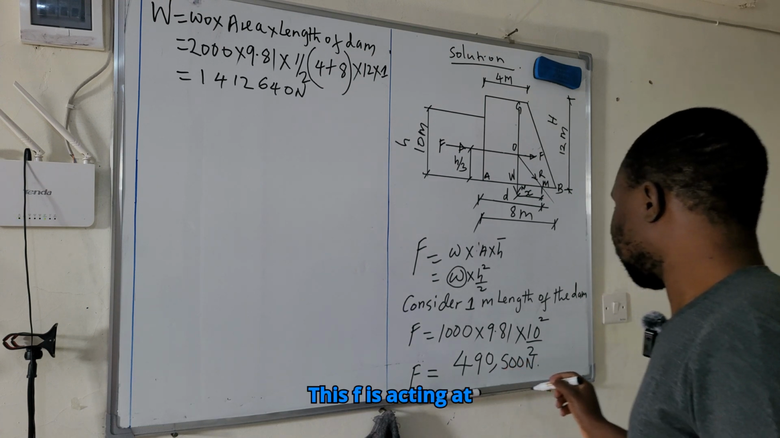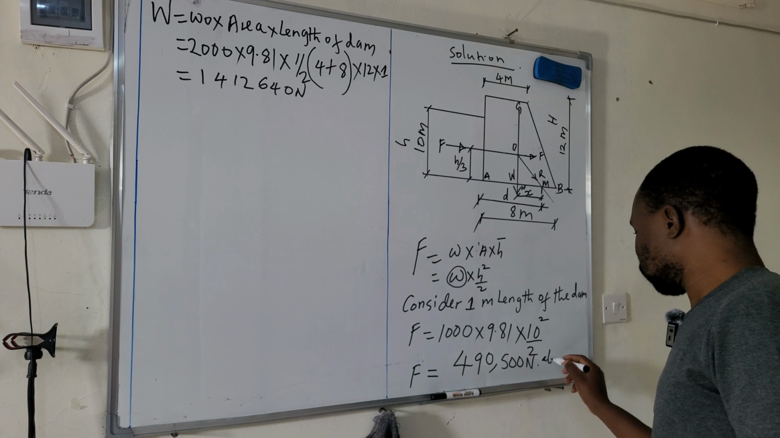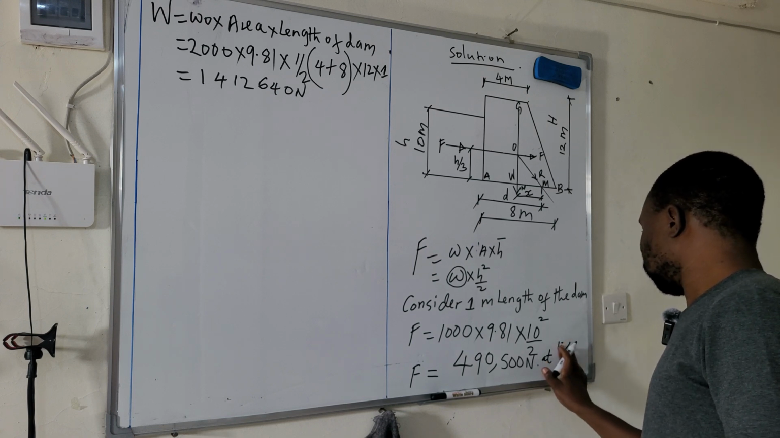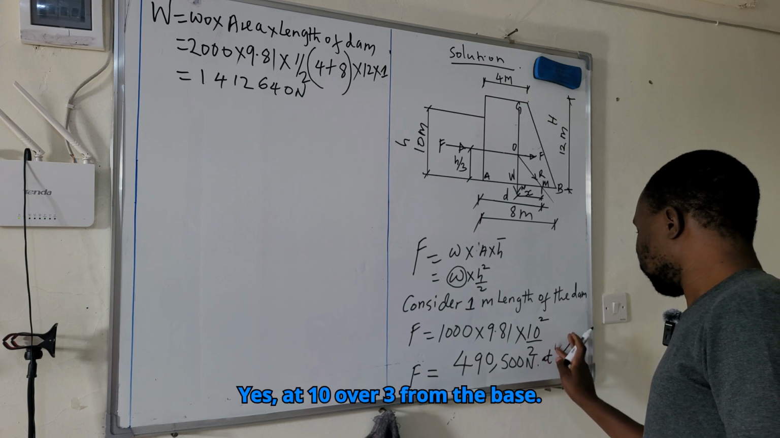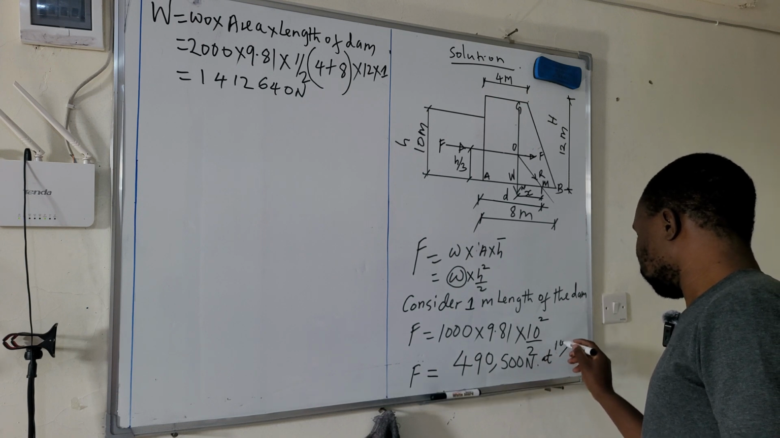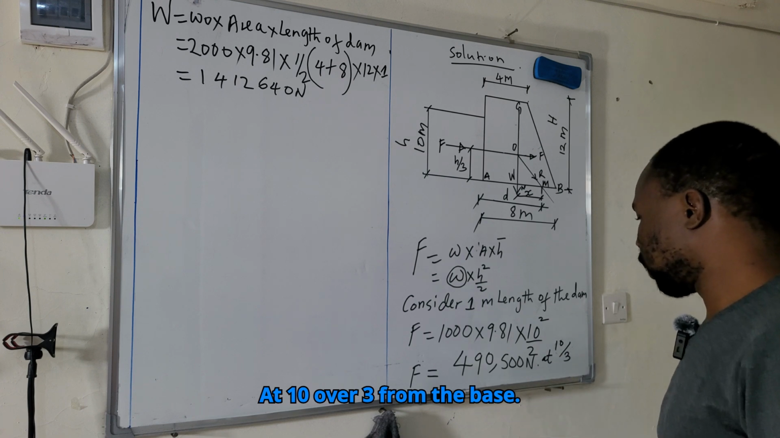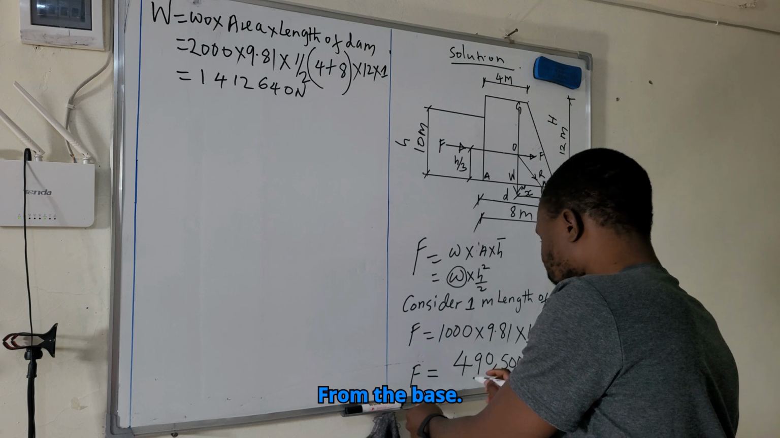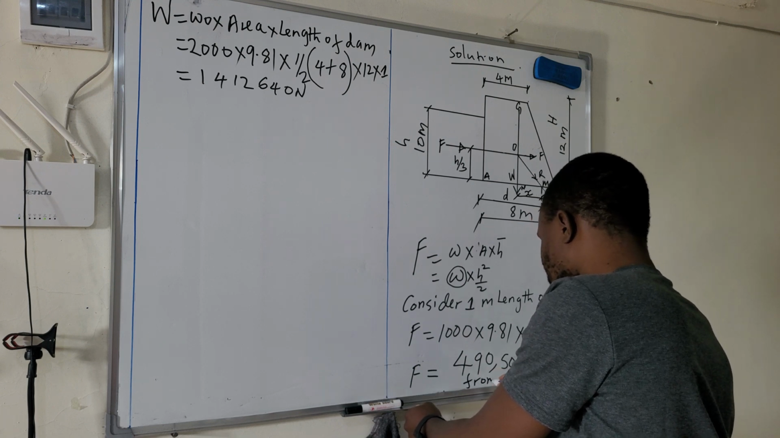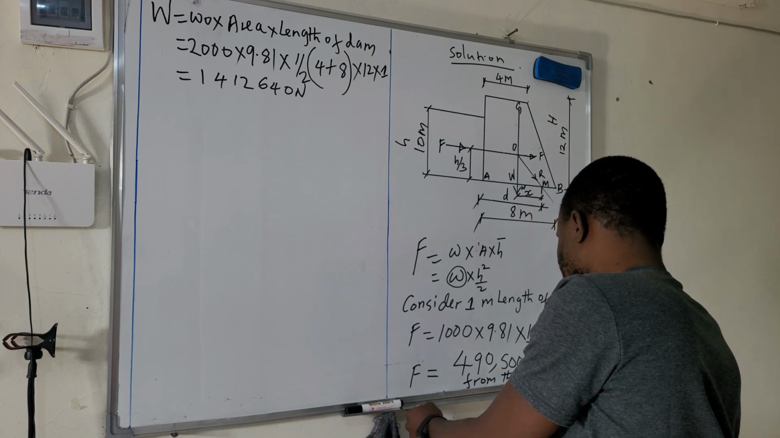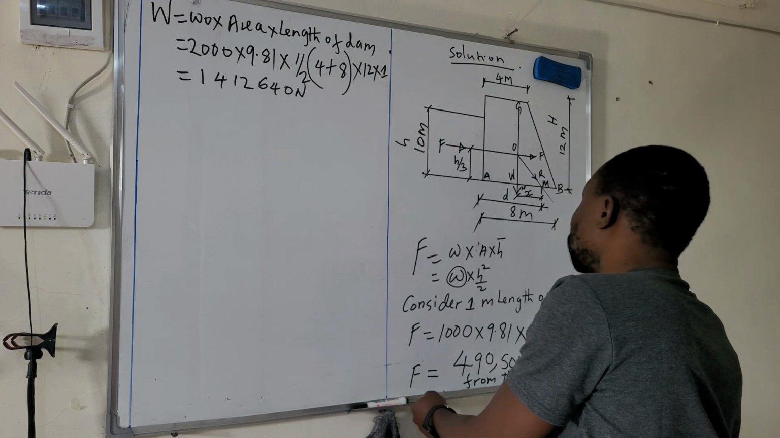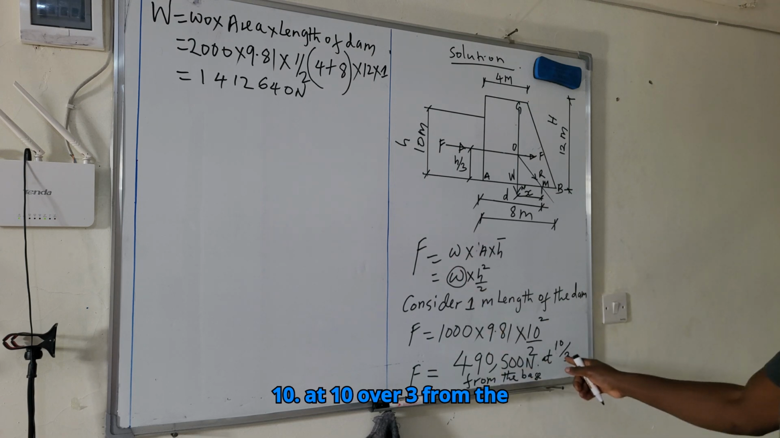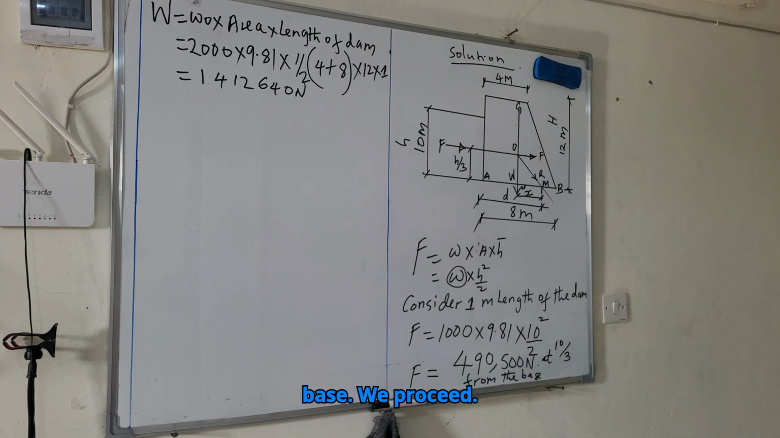And remember, this F is acting at 10 over 3 from the base, which is H over 3. So H is 10. At 10 over 3 from the base.